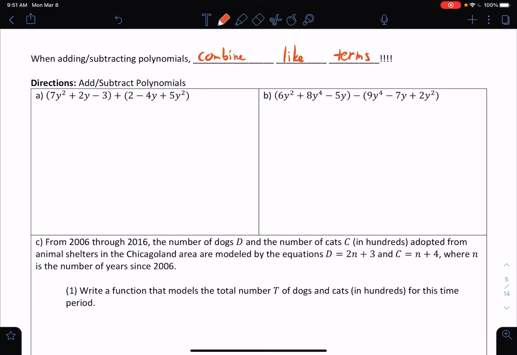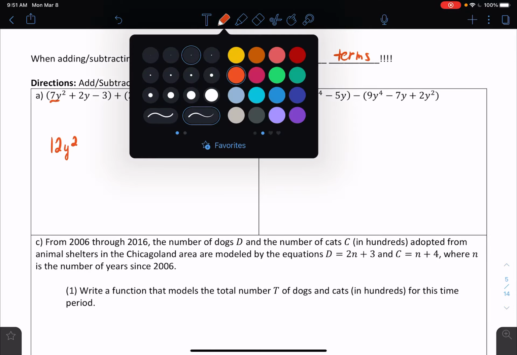Okay, so we see in our first one, we're taking the quadratic trinomial, 7y squared plus 2y minus 3, and we're adding to that 2 minus 4y plus 5y squared. Okay, so when I'm combining like terms, since I'm adding these together, there's nothing for me to distribute. So I'm just going to combine like terms. I've got 7y squared plus 5y squared. So that's going to give me 12y squared.